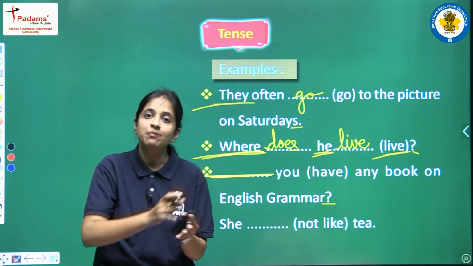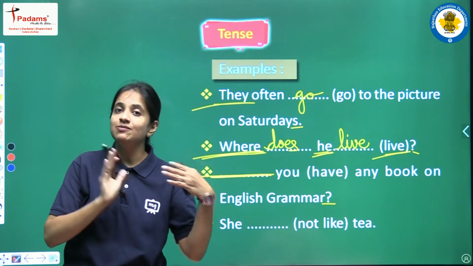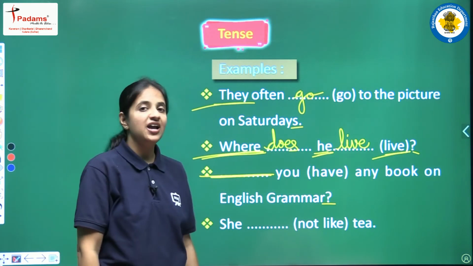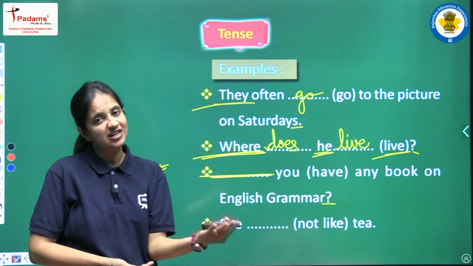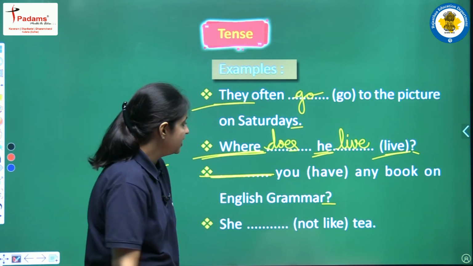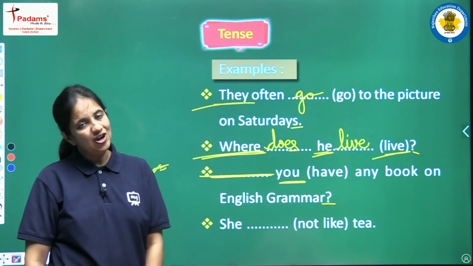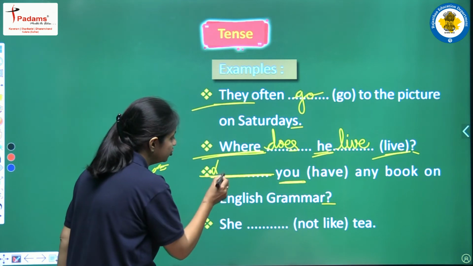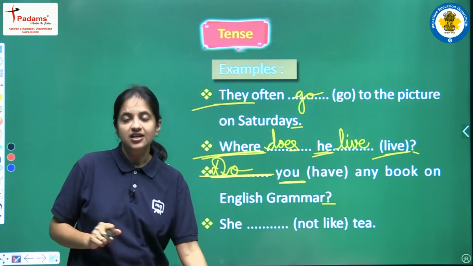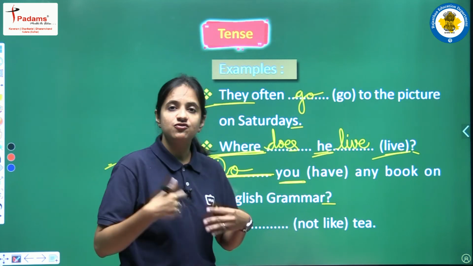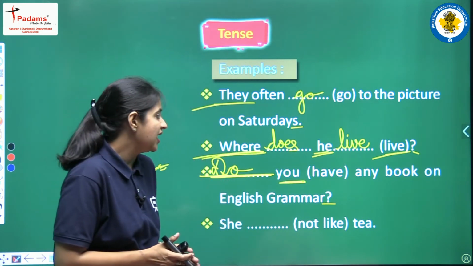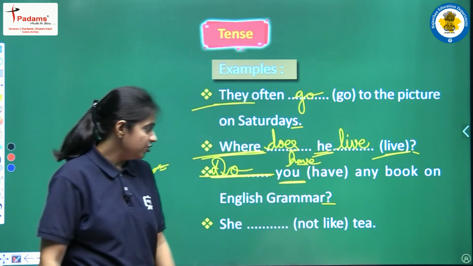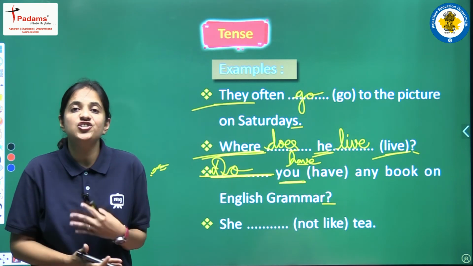And in this blank, what do we have to write first? The helping verb, and after that we write the main verb. Okay, because this is the structure. So again we have to see the subject, because according to the subject we will put the helping verb. So what is the subject? The subject is you, and we all know that you is a plural subject, and for a plural subject we always use do. So do you have, the first form of have. So here also we will use have. So: do you have any book on English grammar?